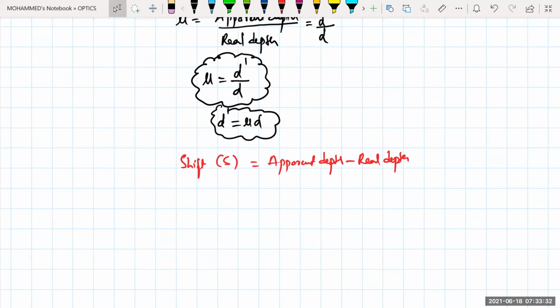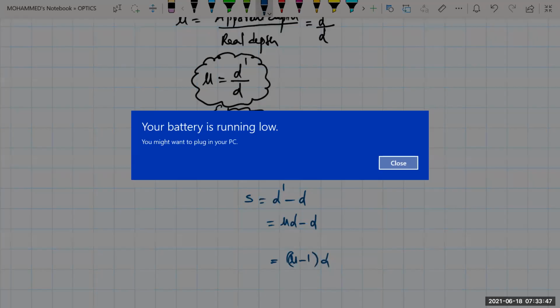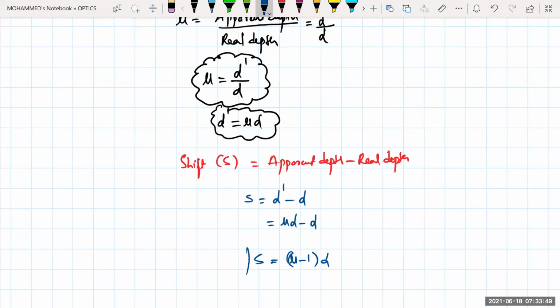Apparent depth is how much? D dash. So shift is D dash minus D. D dash is mu into D, minus D. That means this will be mu minus 1 into D. There it is D into 1 minus 1 by mu, or mu minus 1 into D. Got it.